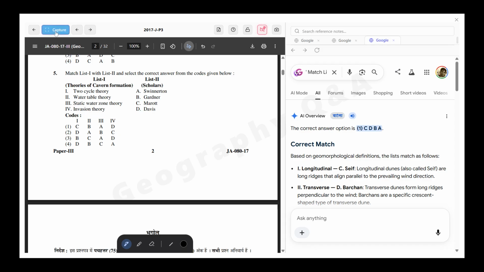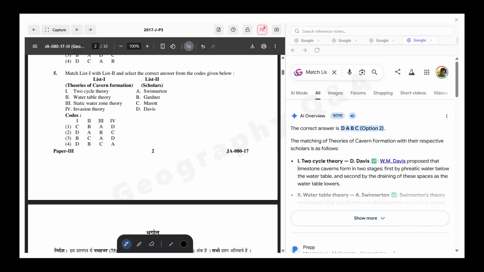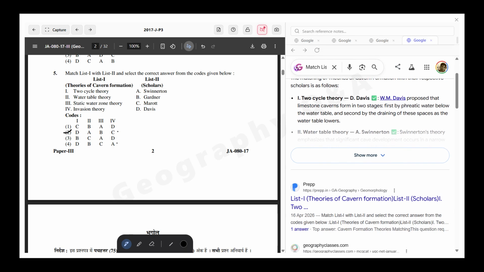Now, the next question is on theories of cavern formation and the scholars. The two cyclic theory was Davis, so 1 equals D. Water table theory, static zone theory, invasion theory. 2 equals A or B. Water table theory, 2 equals Swinnerton. That means DABC. Yes, DABC, option 2 is the correct answer.